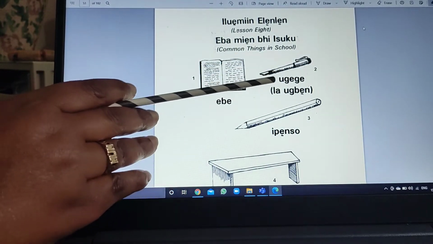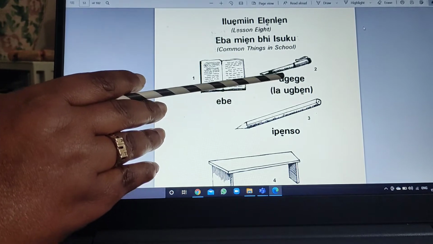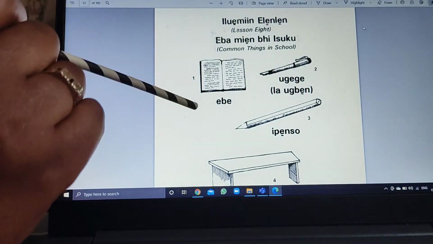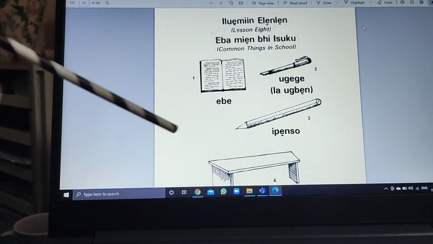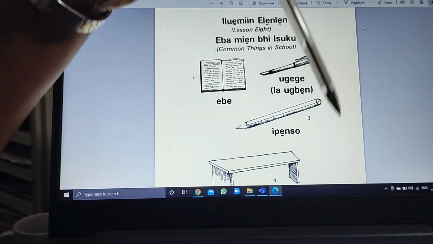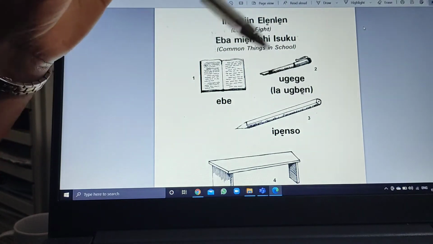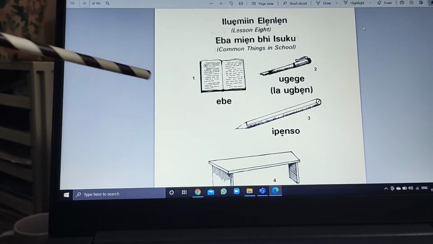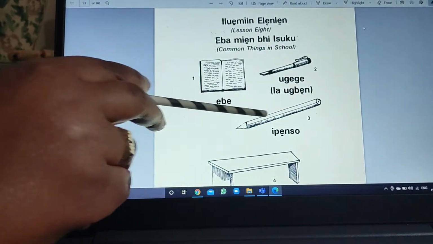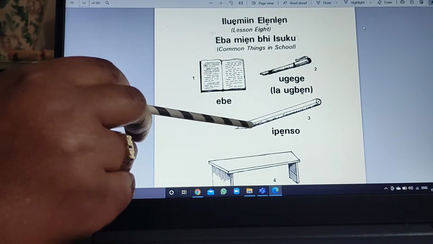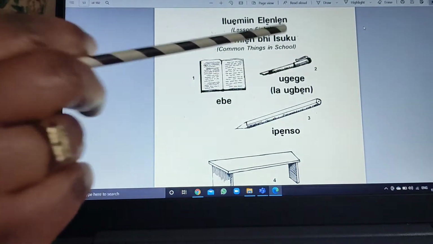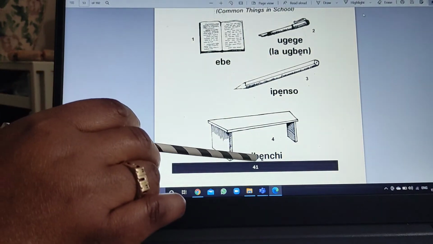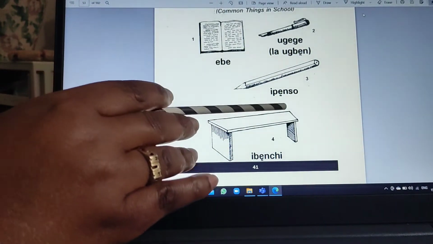I must say, when I was growing up, I never used any of these words. We just used biro, which in the UK they would call pen. Let me show you. Something like this is what we were always using in school, so we would just call it biro. Then the pencil, which as you can see is another Esanized word, is ipensolo. Then another school word is ibenchi, which is the traditional school bench.